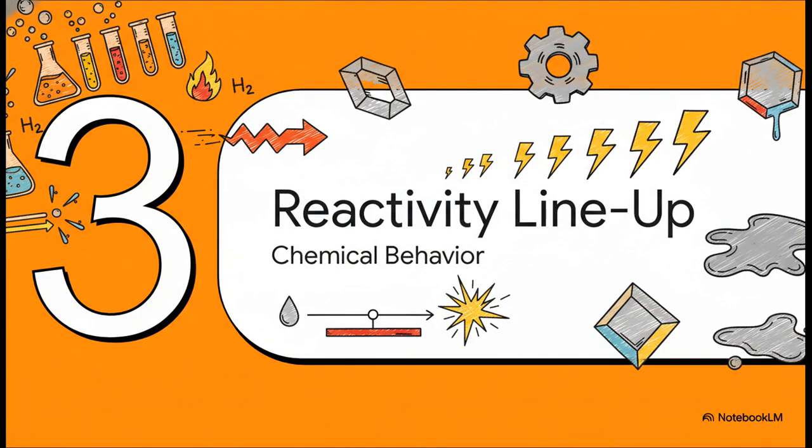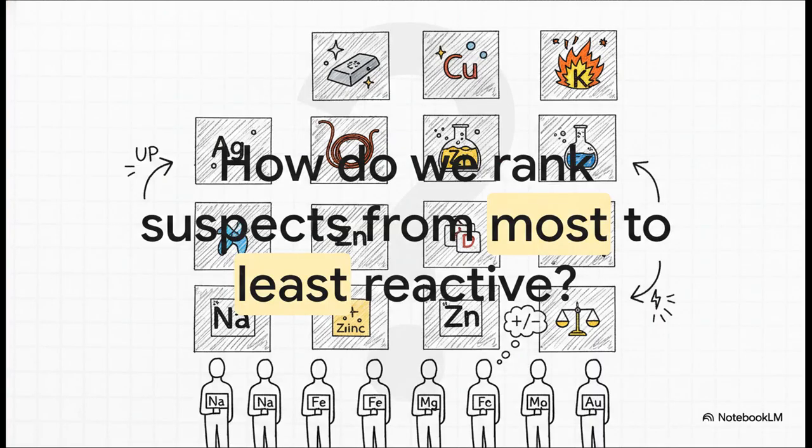So, we've looked at the physical evidence, but now it's time to profile the chemical behavior of our metal suspects. Because here's the thing, not all metals act the same. Some are, well, let's just say they're a lot more reactive than others. And that brings us to a really important question for our investigation. I mean, with all these different metals, how do we keep them organized?